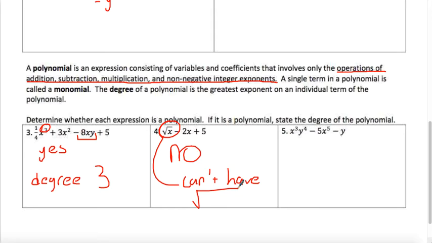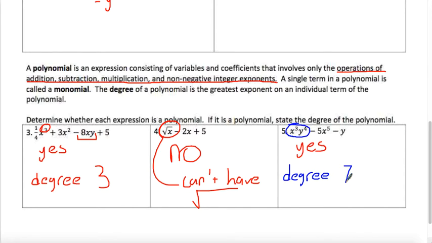And the last one, we have x cubed y to the 4th minus 5x to the 5th minus y. So it only has multiplication, integer exponents, addition, and subtraction. So yes, it's a polynomial. And the degree of this polynomial is actually tricky because you have to look at the total degree of the terms. So we have x to the 3rd and y to the 4th. So in total, that's a degree 7 polynomial.